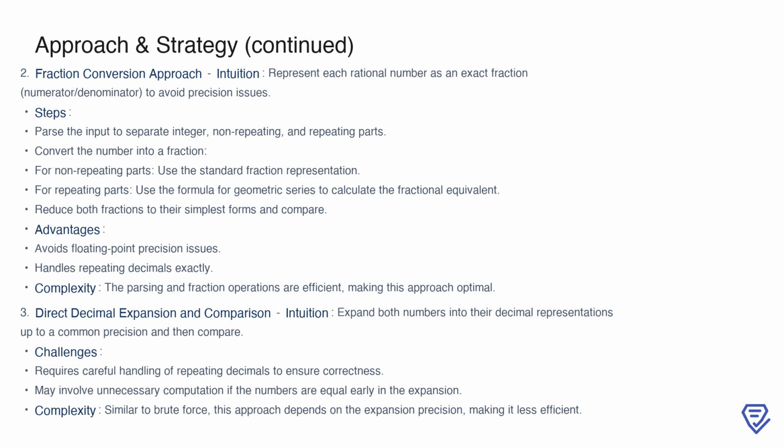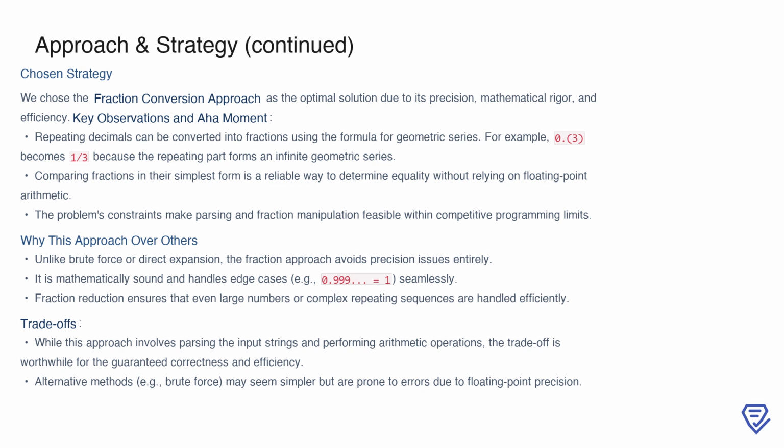Another idea we explored was direct decimal expansion and comparison. However, this method requires careful handling of repeating decimals and can involve unnecessary computation if numbers are equal early in the expansion. Like the brute force method, its efficiency depends on the expansion precision, making it less reliable. Ultimately, we selected the fraction conversion approach as the best solution because it excels in precision, mathematical rigor, and efficiency.